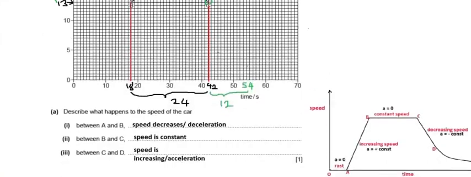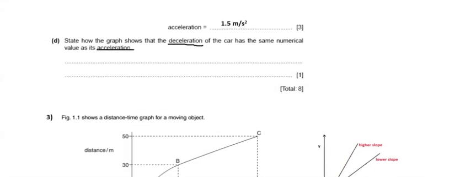So here we will get minus 1.5 for AB, so slope will be plus 1.5 for CD. The numerical value will be same, that is 1.5. So we can write down over here the slope or gradient of the graph will be same. Okay, so since the slope of the graph will be same, that means the numerical value of acceleration and deceleration will be constant.